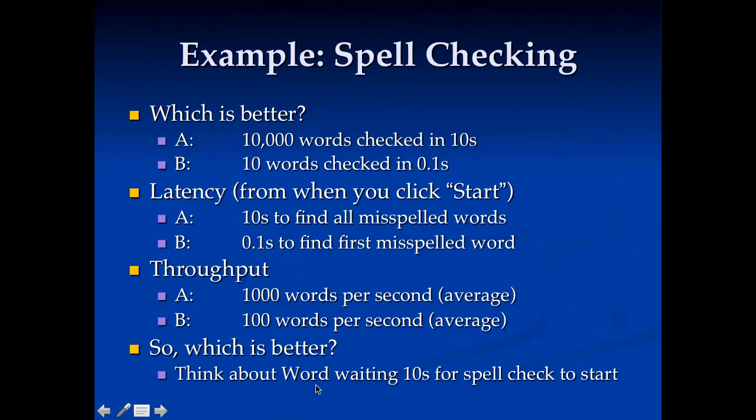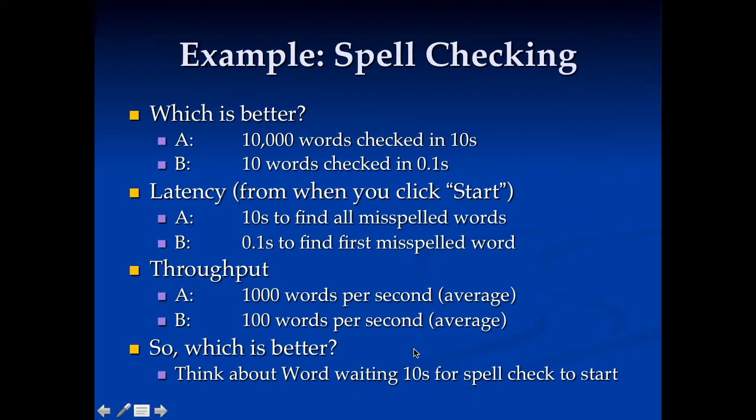So which one is better? Well, it depends on what you're trying to do. If you're using Word and you're clicking on it, you probably want this one because it'll get you the first misspelling faster. If you're processing a big document in bulk and you just want a list of the mistakes, this one's probably faster because it's got 10 times higher throughput.